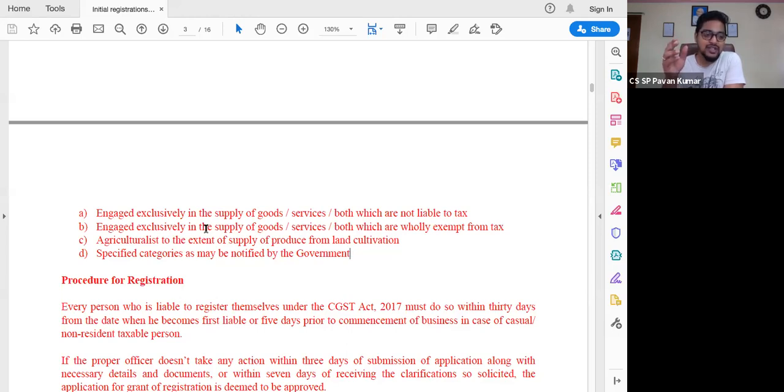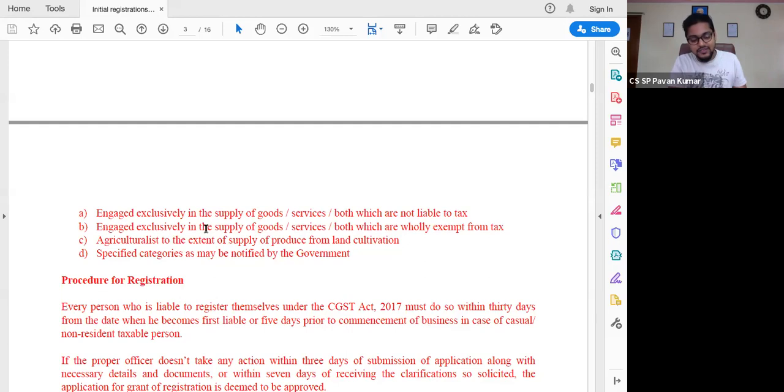Exempted goods are actually liable for tax, but through a notification it is not taxable. And non-taxable goods are basically those not mentioned in the tariff schedule itself. So you would have seen the difference between taxable goods, exempted goods, and nil rated goods. It is basically a difference. If it is not at all there in the tariff schedule, it is a non-taxable good.